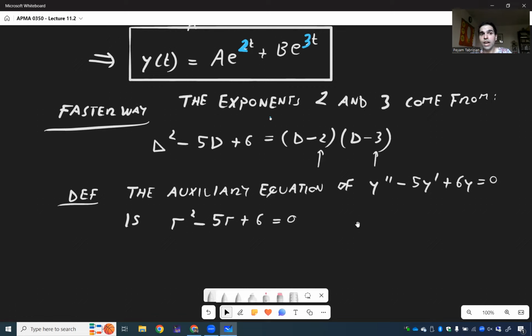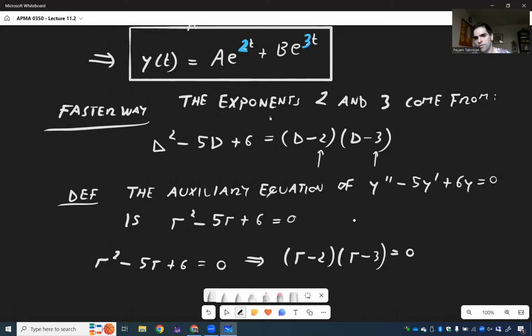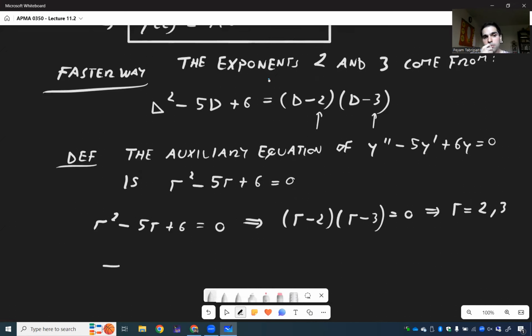And what's the faster way? It's simply just factoring out that auxiliary equation. So r squared minus 5r plus 6 equals 0. Here you can factor it out as r minus 2 times r minus 3 equals 0. And you get r equals 2 or 3. And using that, you can go directly to ae to the 2t plus be to the 3t.